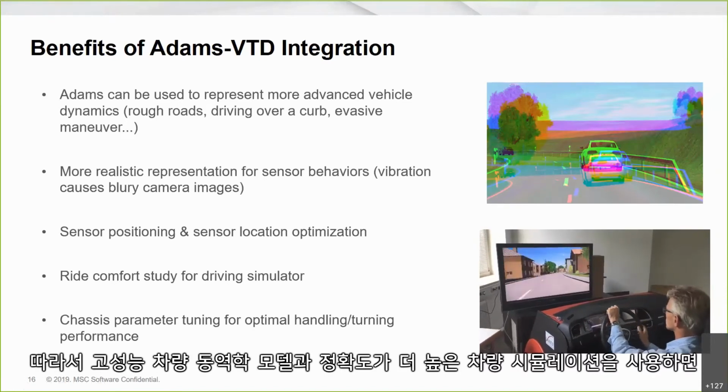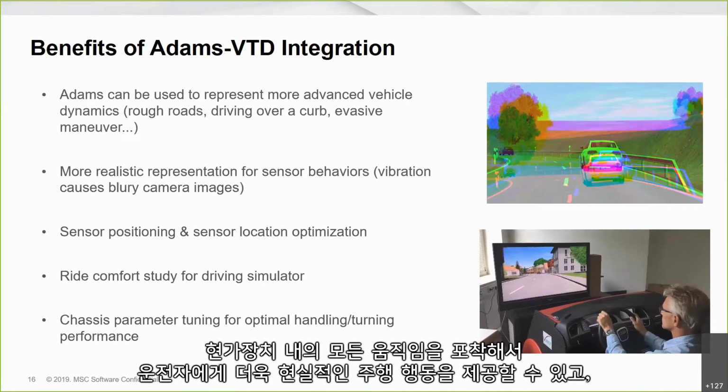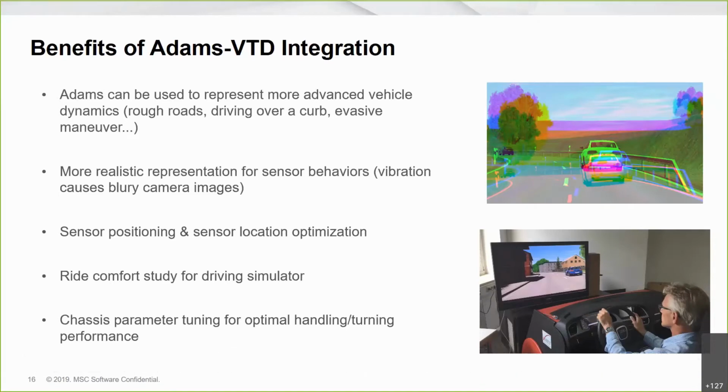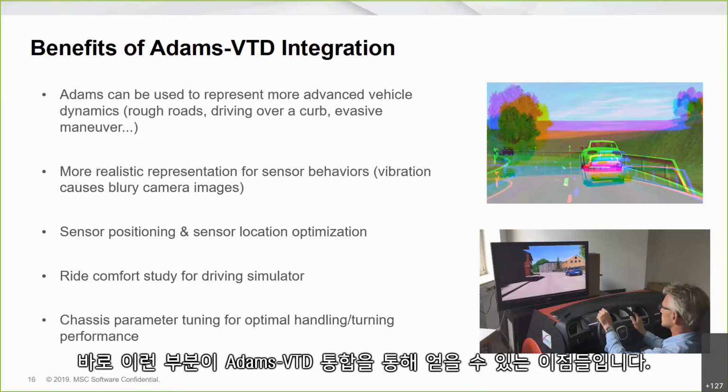So with a higher fidelity vehicle dynamics model and a more accurate chassis simulation, you will be able to capture all those movements in the suspension system in order to, say, give more realistic driving behavior to the driver and study how the ride comfort is going to look with different chassis designs or different suspension designs. So these are some of the benefits of using Adams and VTD integration.